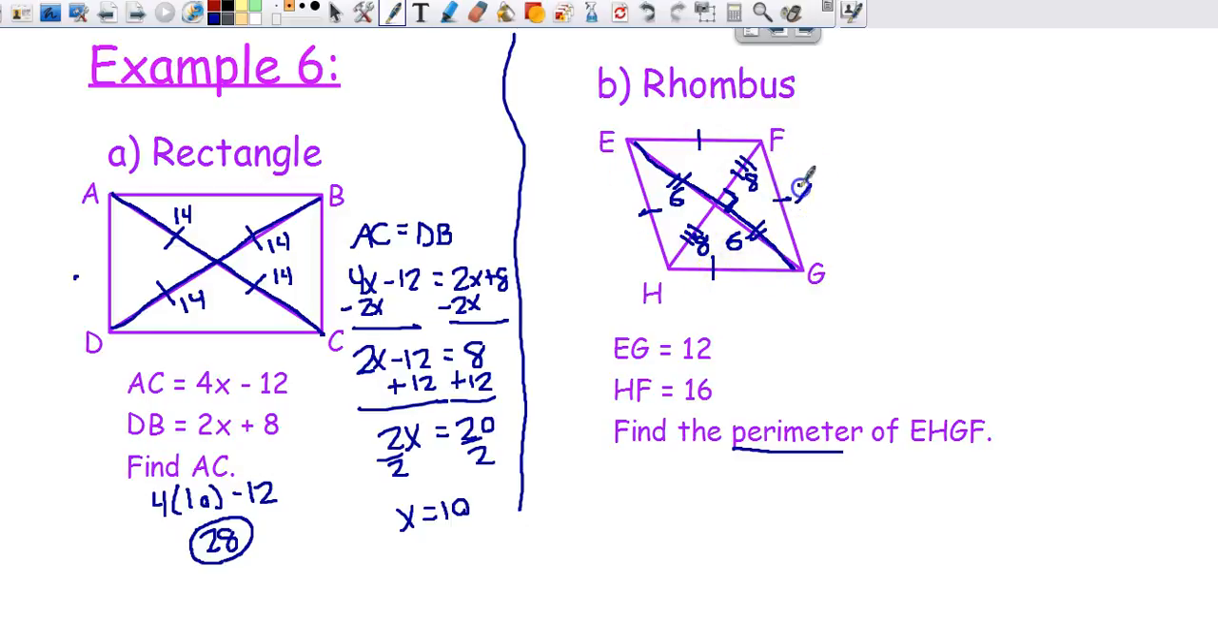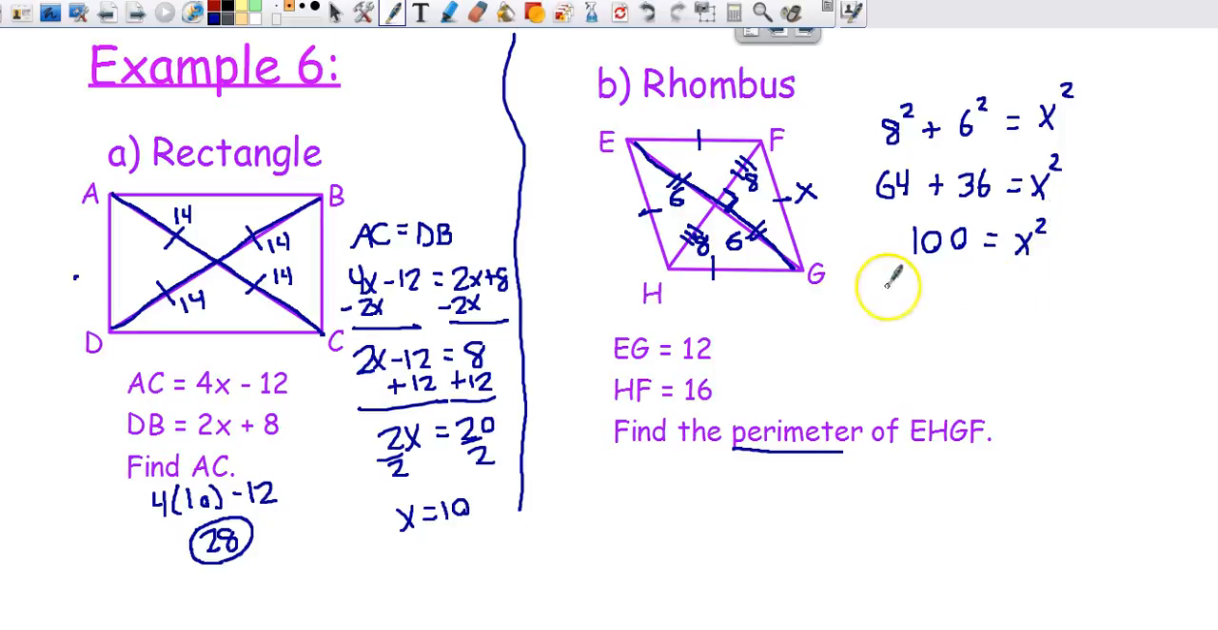So to solve for that segment, you use the Pythagorean theorem. A squared plus B squared equals C squared. And C represents the hypotenuse. The side of that rhombus will be the hypotenuse. 8 squared is 64. 6 squared is 36. Those combine and add to 100. Don't forget to take the square root at the end. So my side is 10.